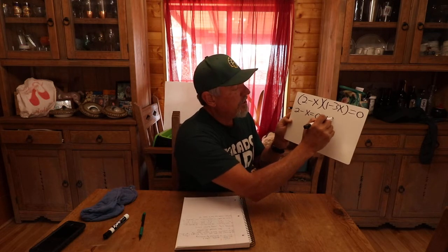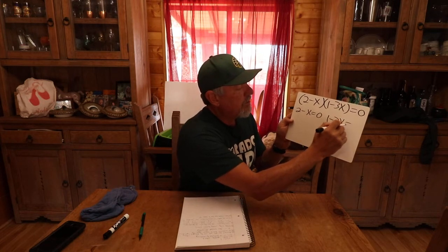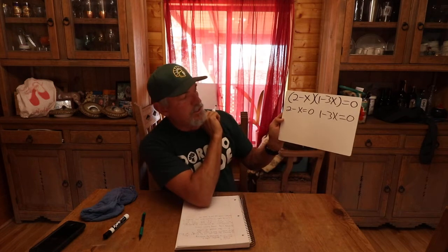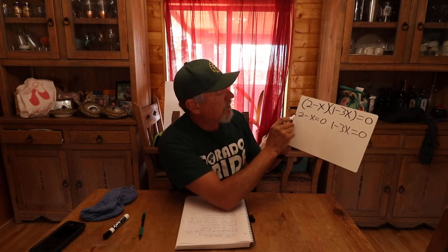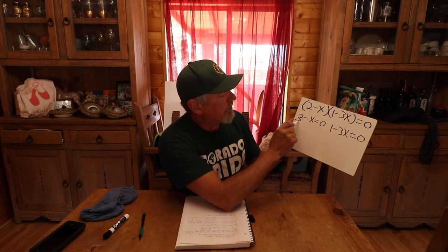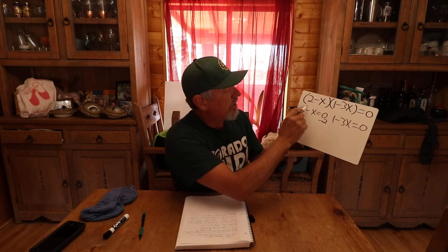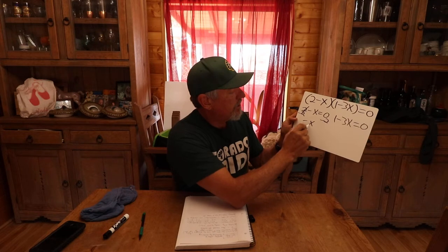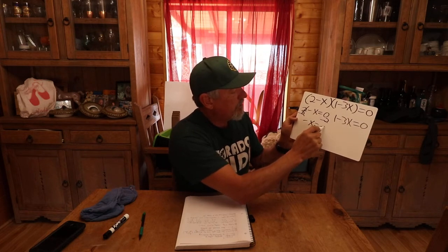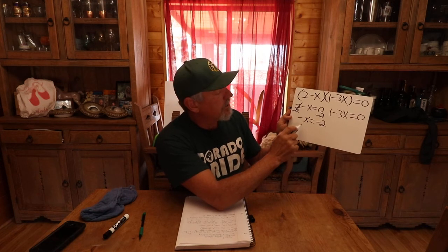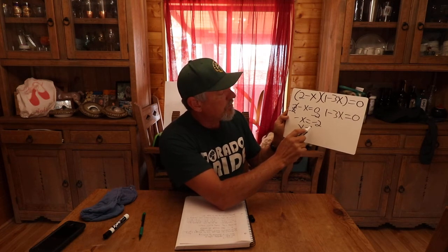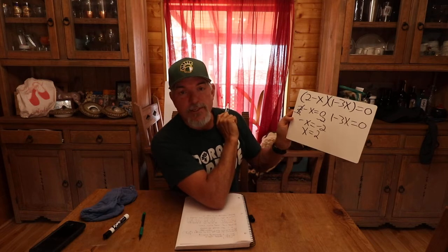2 minus x equals 0. 1 minus 3x equals 0. Solve them separately and you're finished. This is a positive 2. So I subtract 2 from both sides. And we get negative x equals 0 plus negative 2 is negative 2. Remember, when we have a negative on both sides, it changes the signs. So our answer is x equals positive 2, and there's half of your answer.